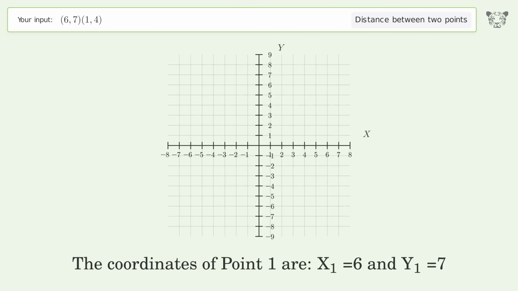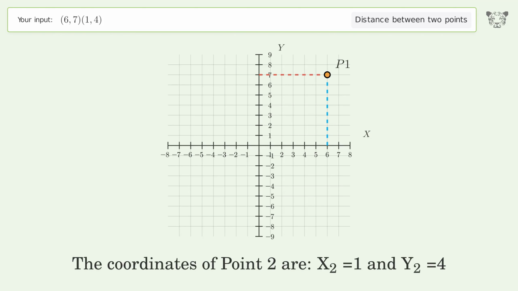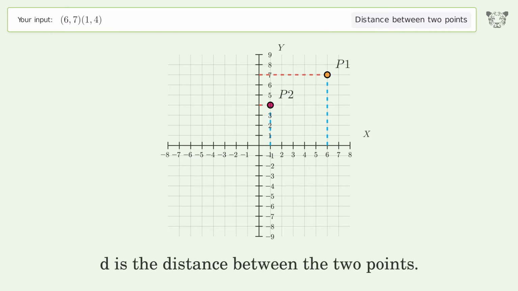The coordinates of point 1 are x1 equals 6 and y1 equals 7. The coordinates of point 2 are x2 equals 1 and y2 equals 4. D is the distance between the 2 points.